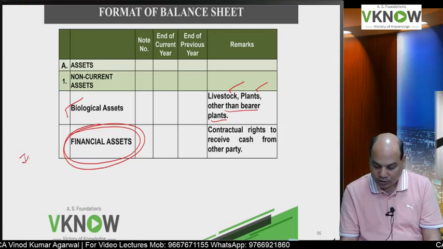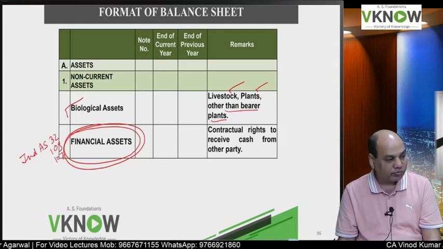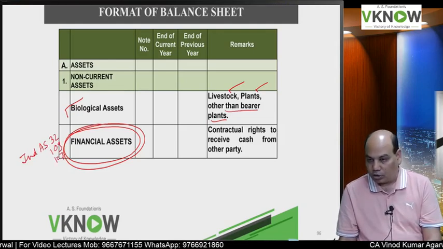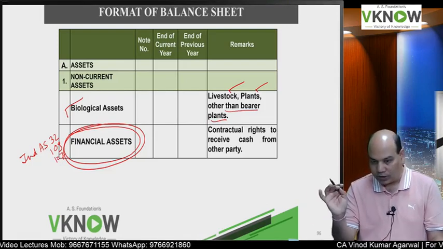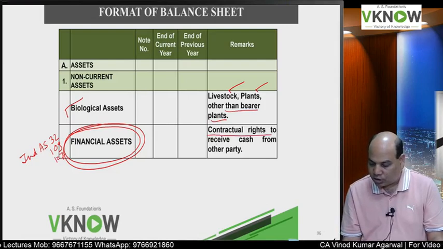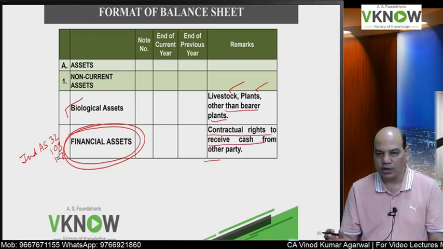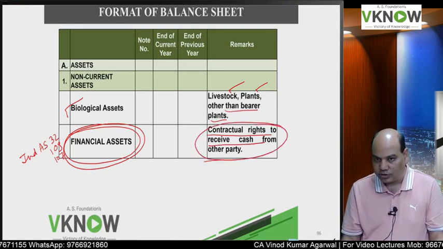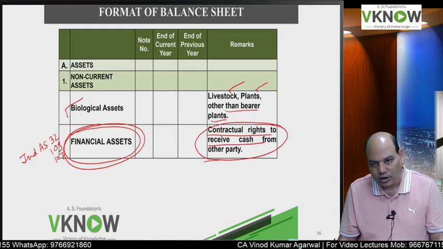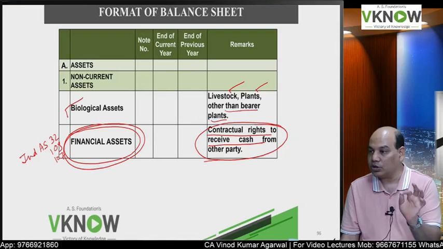Then after that we will disclose financial assets. There are 3 standards dealing with financial asset: Ind AS 32, 109, 107. Now how do you differentiate financial assets from other assets? In a financial asset there is a contractual right to receive cash or other financial asset from another party, but I am not going into detailed discussion of this. We will discuss it in Ind AS 32, 107, 109.